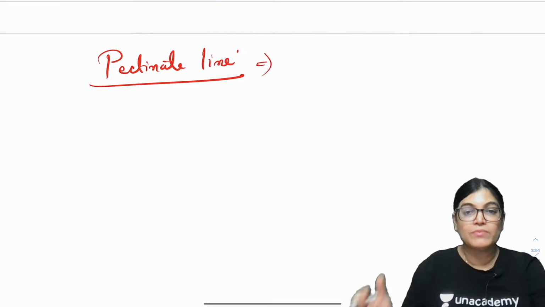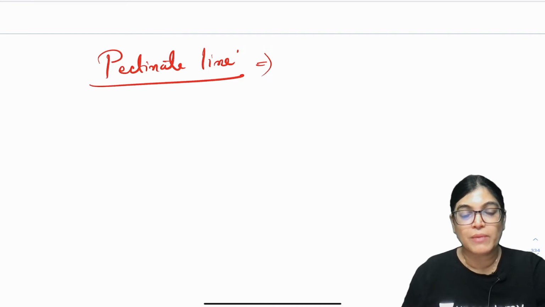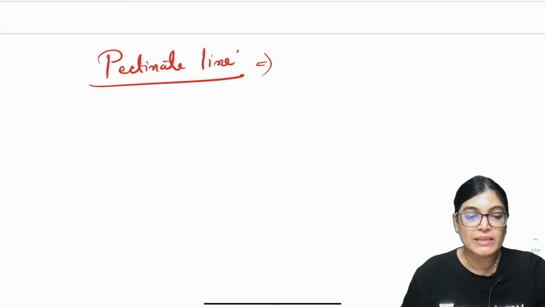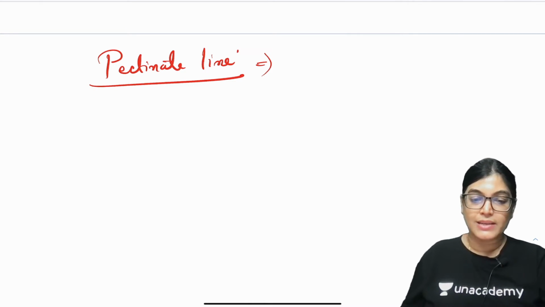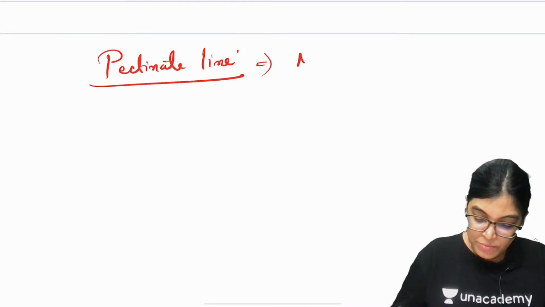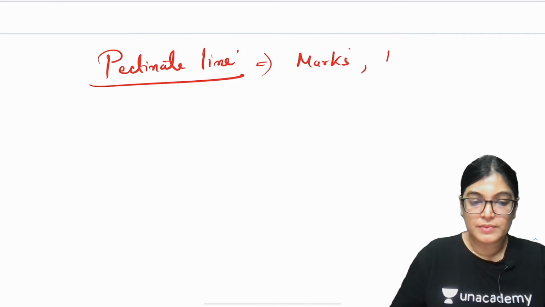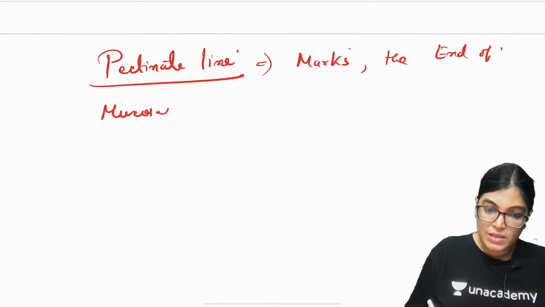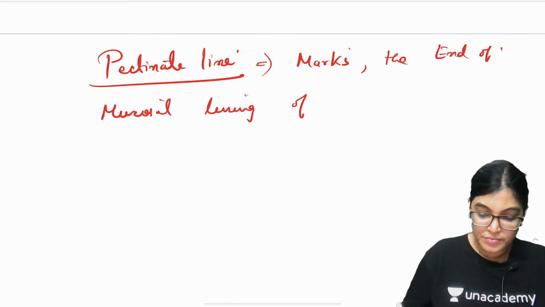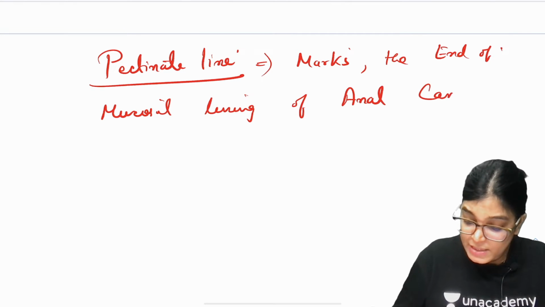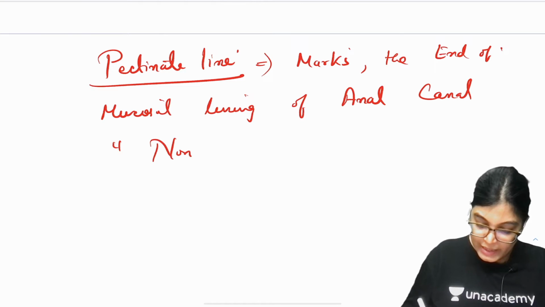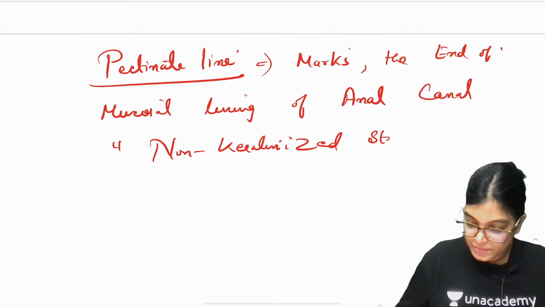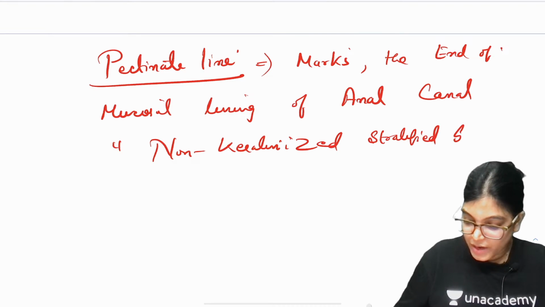So one of the important points which I want to define is the pectinate line. Every structure was above the pectinate line. The pectinate line marks the end of mucosal lining of the anal canal, and below this level the anal canal is limited by the lining epithelium. What is the lining epithelium? Non-keratinized stratified squamous epithelium.